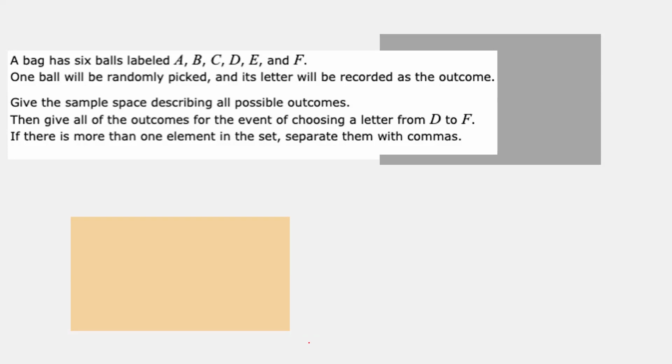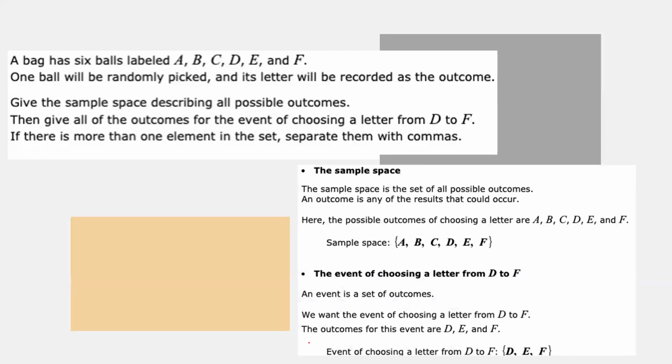Sorry. So first, my sample space. My sample space could be any of the 6 balls, so I would put a curly bracket A, comma B, comma C, comma D, comma E, comma F, curly bracket. The event I'm interested in is the letters between D and F, including D and F. So I would do a curly bracket D, comma E, comma F. So I would have this as my sample space or my outcomes, and this as my event.